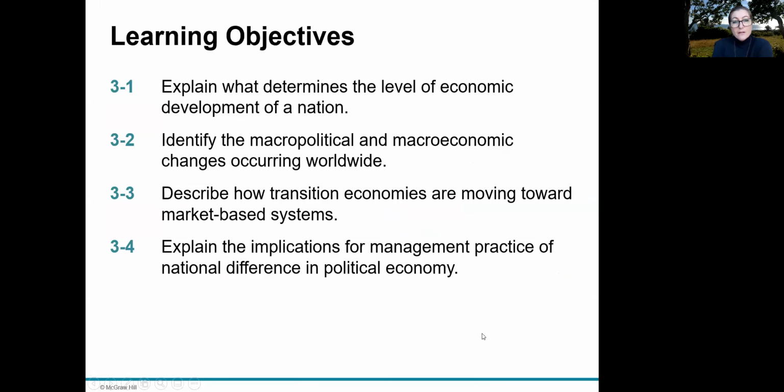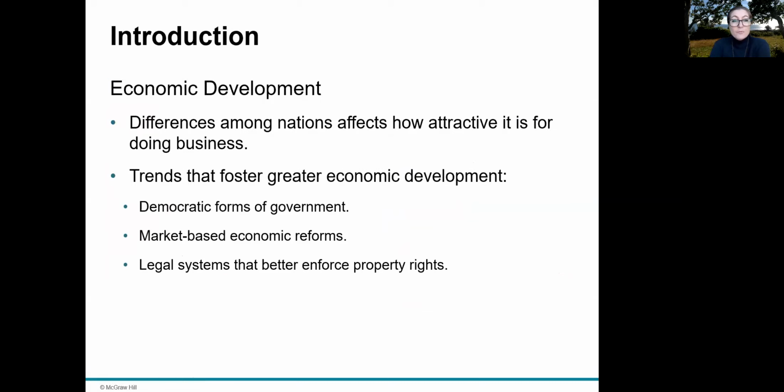All right. So the learning objectives for this chapter include explaining what determines the level of economic development of a nation, identifying the macro-political and the macroeconomic changes that are occurring globally, describing how transition economies are moving toward market-based systems, and we end the chapter with addressing the implications for management.